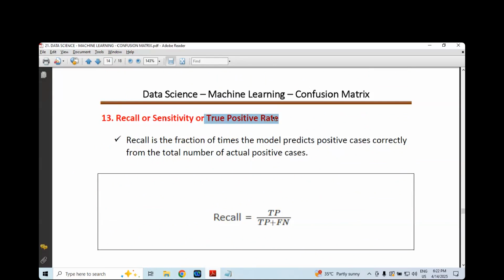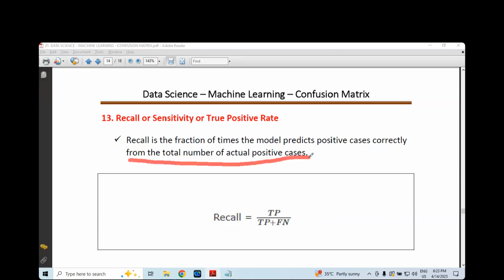What is the next one? True positive means the yes and yes combination. It has another name, which is called recall. It also has another name, which is called sensitivity. Here I'm completely talking about the yes and yes combination. True positive is the fraction of times that the model predicts positive cases correctly, from the total number of predictions.